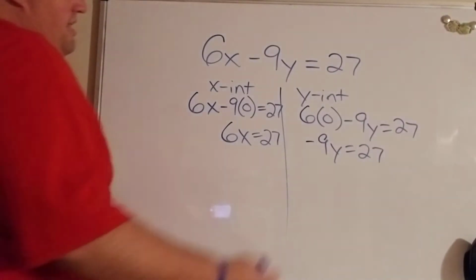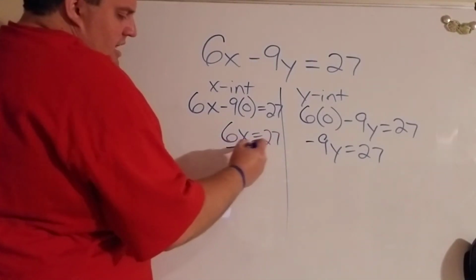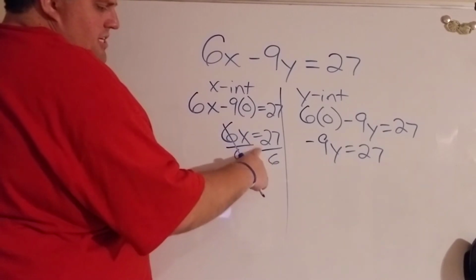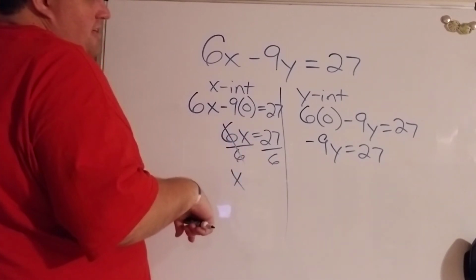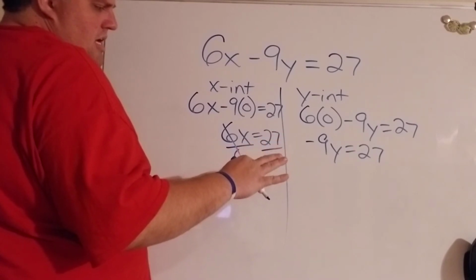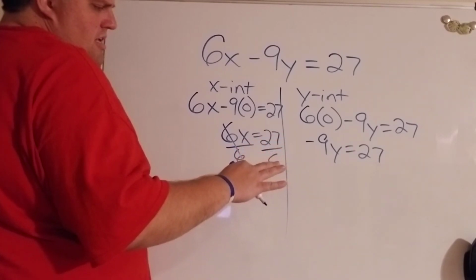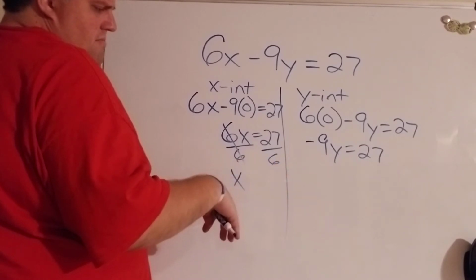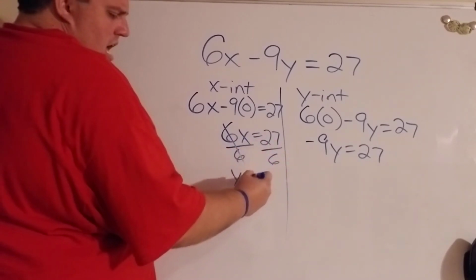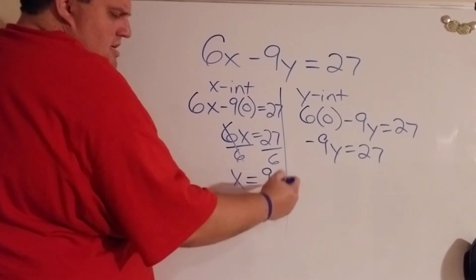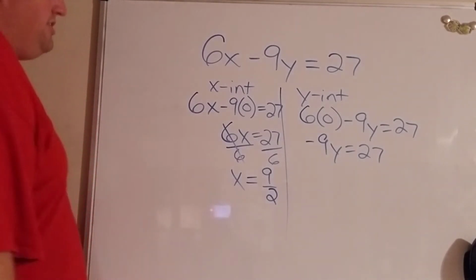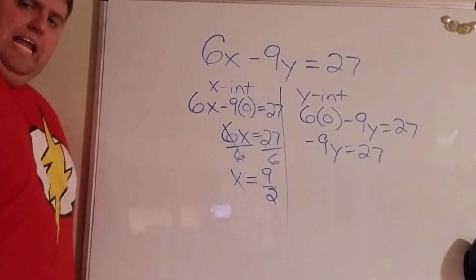Yeah, I'll take that. So now, to find it, it's just really easy. Divide by 6. Let's see, 27 over 6. 3 goes into both of them. Does 6 go into both of them? No. So 3 goes into 27 9 times, and 3 goes into 6 2 times. So it looks like it's going to cross the x-axis at 9 halves.